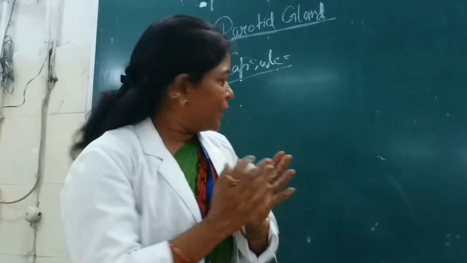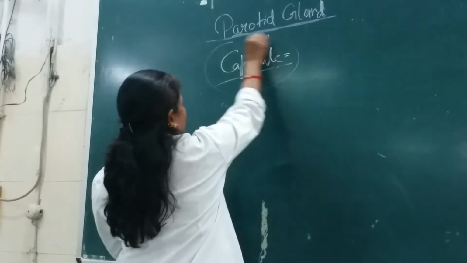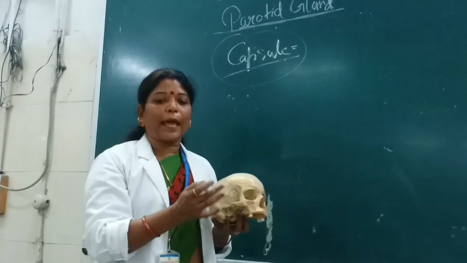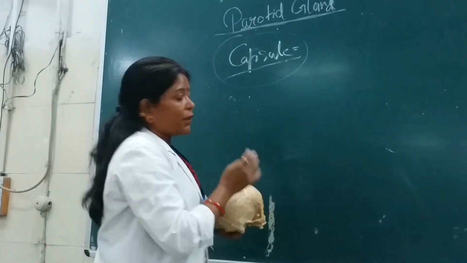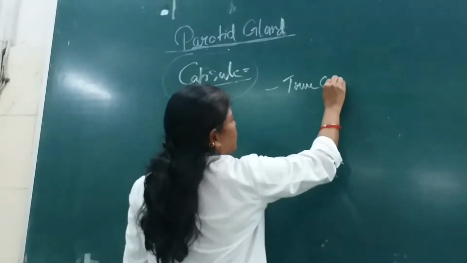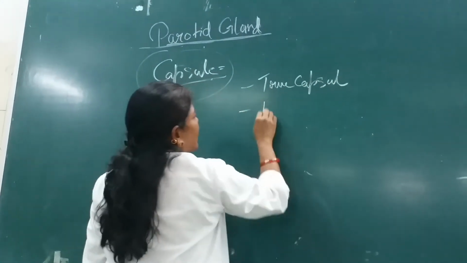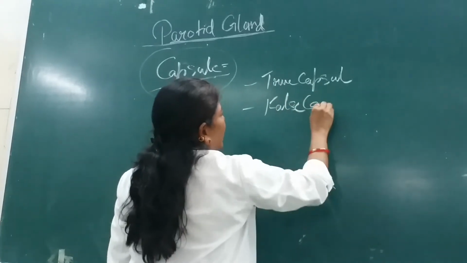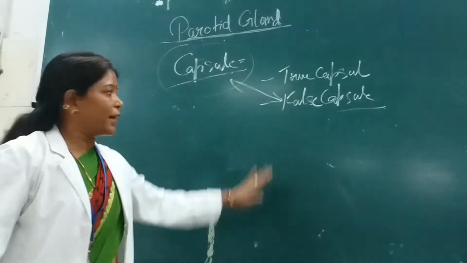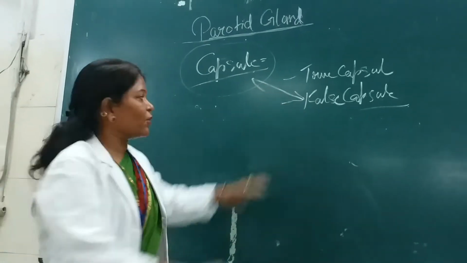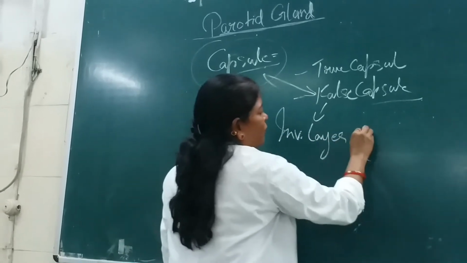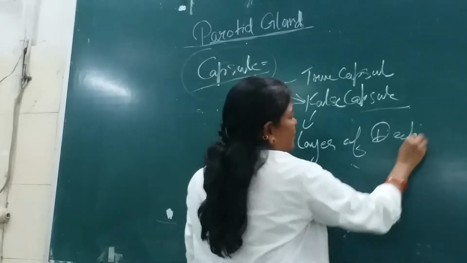How the parotid gland is enclosed in this capsule, and which fascia will form the capsule for the parotid gland. For the parotid gland, there are two capsules, the true capsule and the false capsule. But the capsule that we discussed, that means this false capsule, is the derivative of the investing layer of the deep cervical fascia.